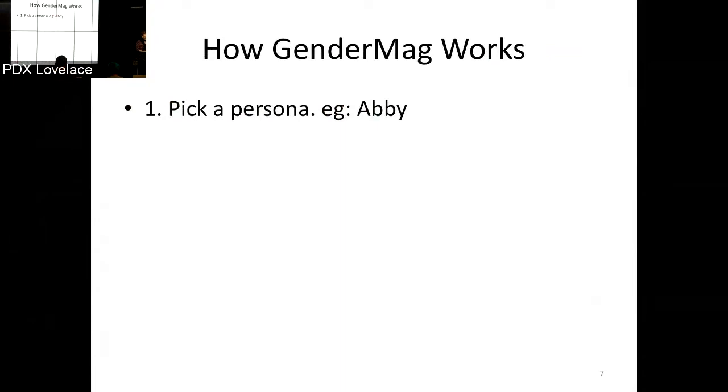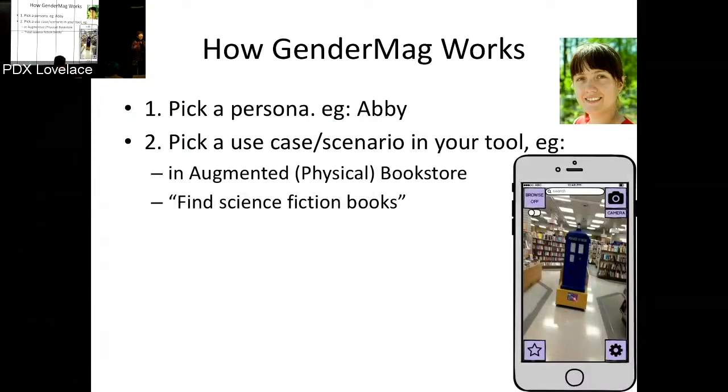Okay, so how it works. You start by picking one of our personas and customizing it. You haven't met Abby yet. I'll introduce her soon, but right now I pick Abby. So there we are. That part's done. Then you pick some sort of use case or scenario in your software product that you're about to evaluate. So here is a software product. Some students at OSU were building this when I captured these screenshots. And this product is like a Google map for inside a bookstore. So you're walking around a physical bookstore with this app. And the scenario that they wanted to evaluate was find science fiction books. So Abby wants to find science fiction books in that bookstore.